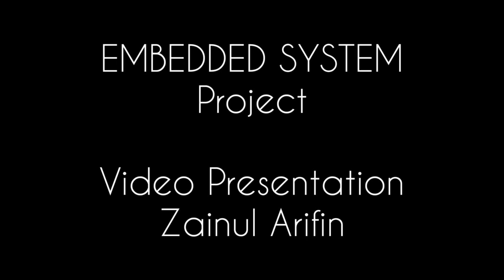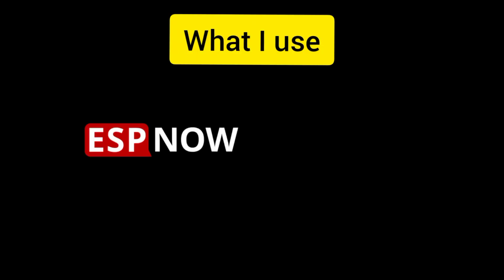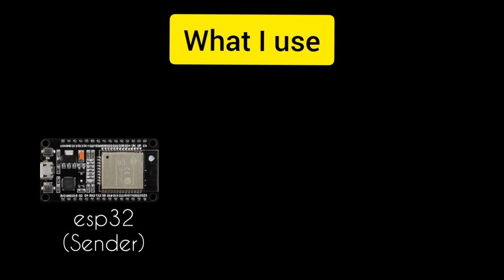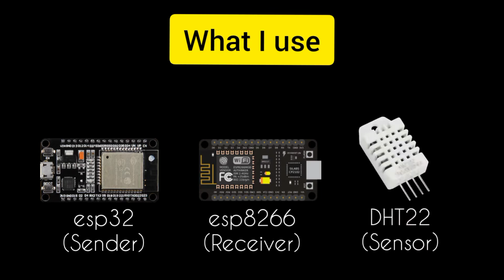This is the video presentation of my project assessment for embedded system. For this project, I will use the ESP-NOW setup, Node-RED setup, and ThingSpeak as the communication protocol. At the same time, I will use the ESP32 board as the sender and ESP8266 as the receiver. The ESP32 will get the sensor reading from the DHT22 and send it via ESP-NOW to the ESP8266 receiver, which displays the reading on the local server Node-RED dashboard and ThingSpeak dashboard.